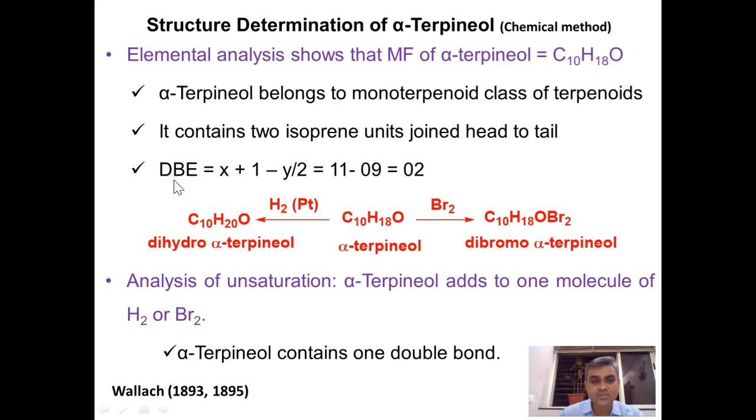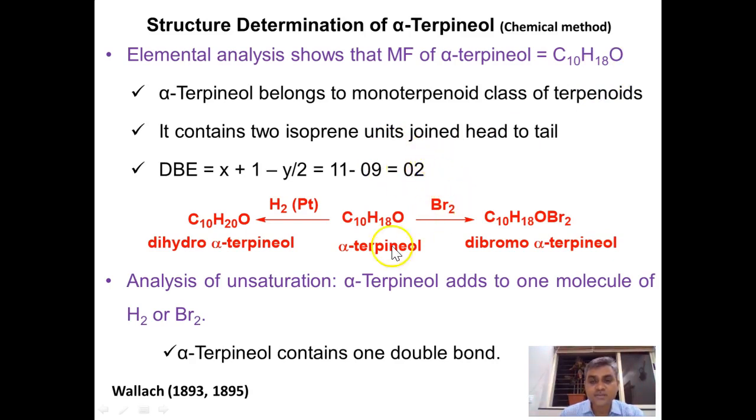Another piece of information we get from the molecular formula is the degree of unsaturation. Degree of unsaturation, or the double bond equivalence, is related to the presence of double bonds as well as the presence of cyclic systems in a molecule, and it is calculated by the formula x plus 1 minus y by 2. If we put in these values, the degree of unsaturation in alpha terpineol is found to be 2. It means that the alpha terpineol molecule may contain 2 double bonds, or 2 rings, or a combination of 1 double bond plus 1 ring. So just by calculating from the molecular formula, we get a lot of structural information.